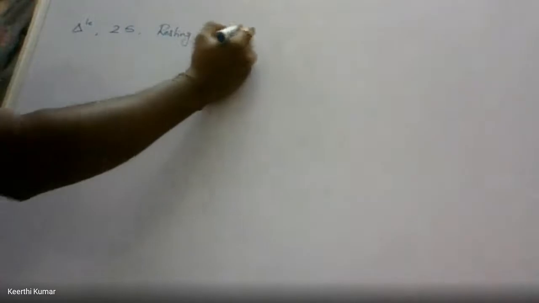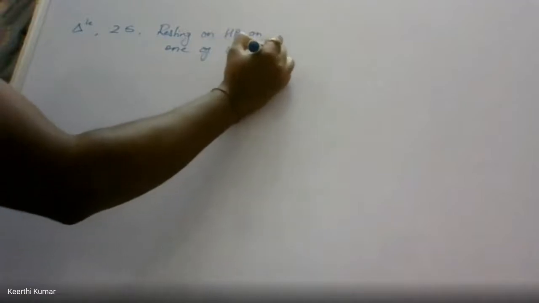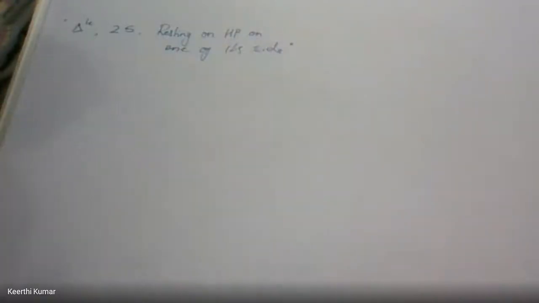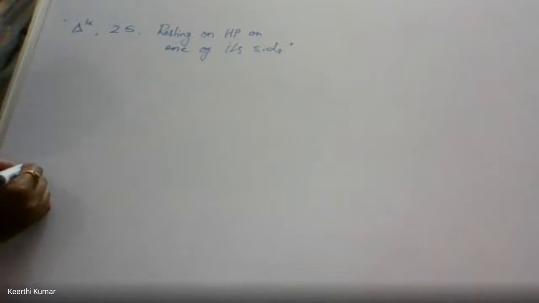An equilateral triangular lamina of 25 mm sides lies on one of its sides on HP. That means the other name for edges is the side. Resting on HP on one of its sides. So this is enough. This much data is enough to draw the first position, front and top view. So what is the first position, front and top view? I'll go with this now.